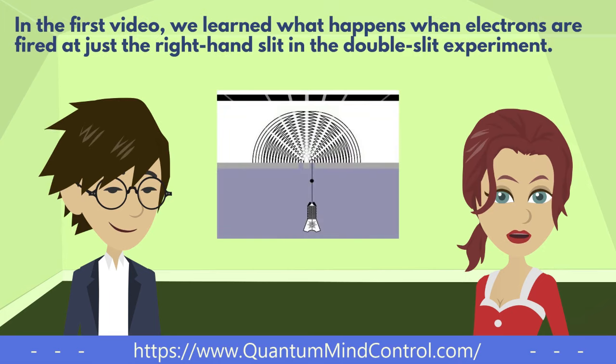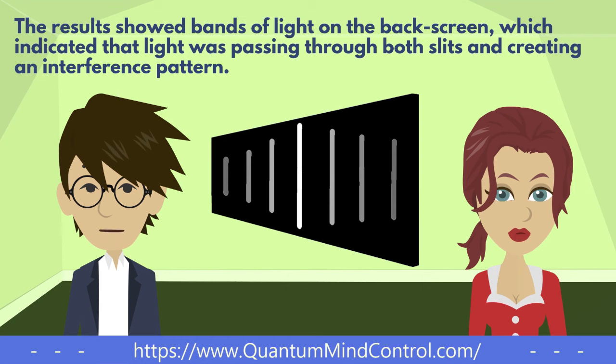In the first video, we learned what happens when electrons are fired at just the right-hand slit in the double-slit experiment. The results showed bands of light on the back screen, which indicated that light was passing through both slits and creating an interference pattern.